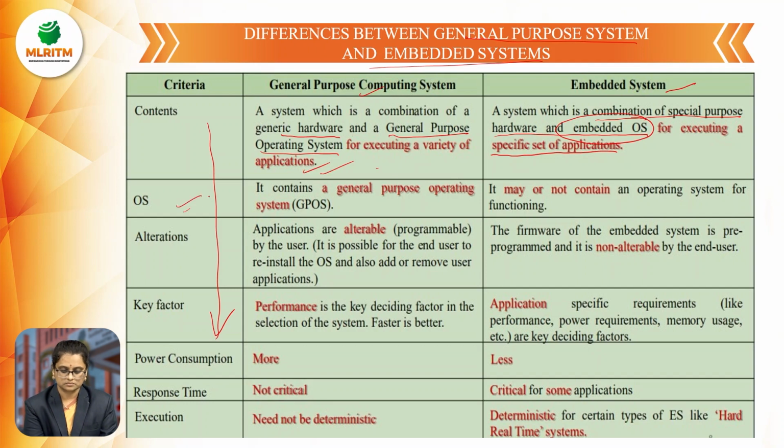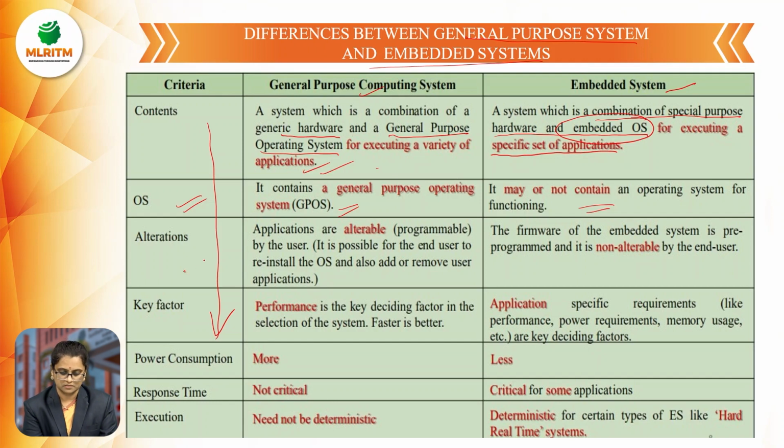And then the second one is the operating system. In a general purpose system, we use a general purpose OS only. But in the embedded system, the OS may or may not be present. It may be there or may not be there, depending on the application. But in a general purpose system, for any application to run, a general purpose OS is compulsory.